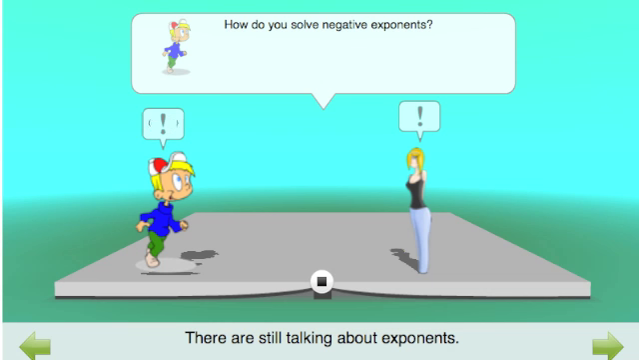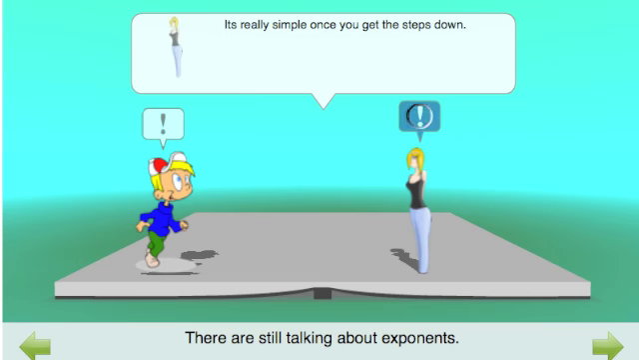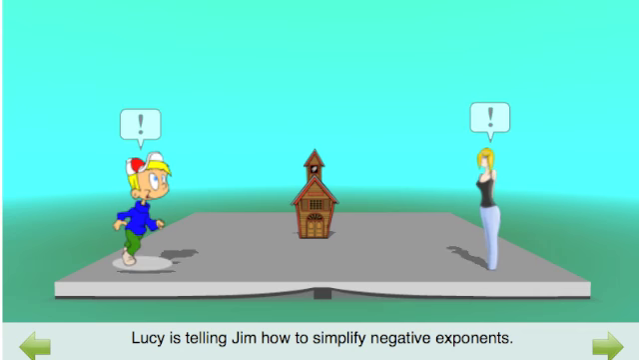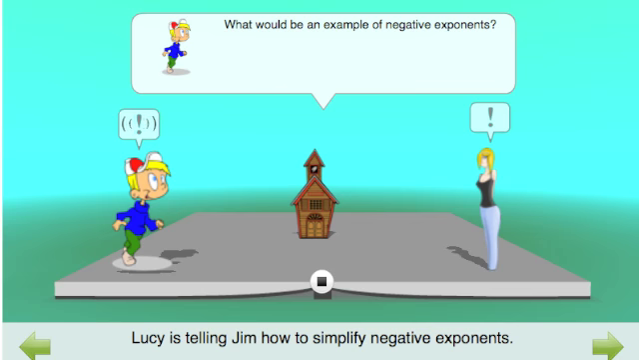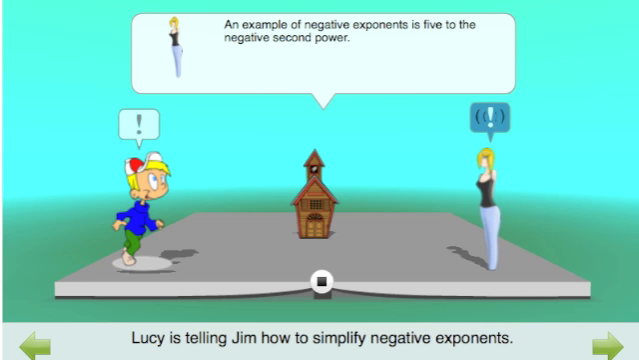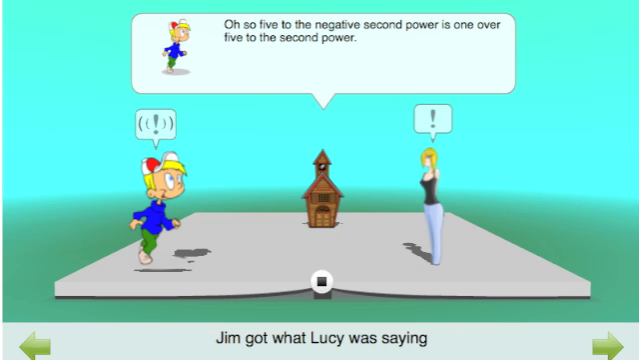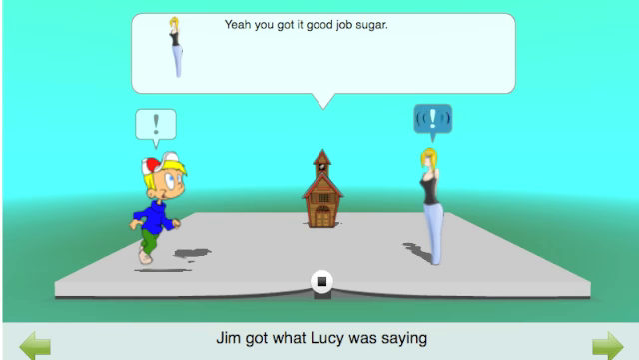How do you solve negative exponents? It's really simple once you get the steps down. What would be an example of negative exponents? An example of negative exponents is 5 to the negative second power. Oh, so 5 to the negative second power is 1 over 5 to the second power. Yeah, you got it. Good job, sugar.